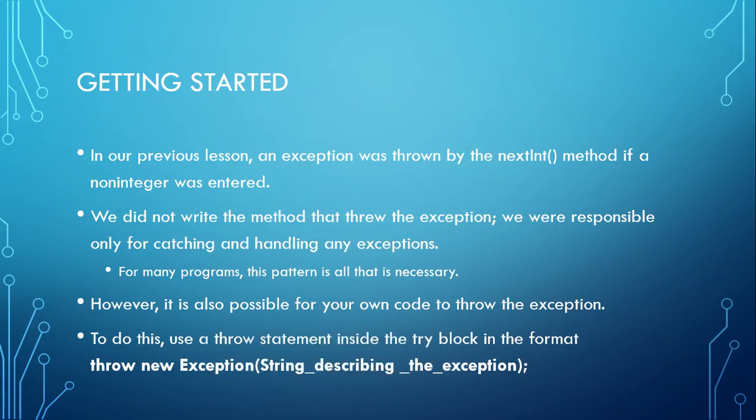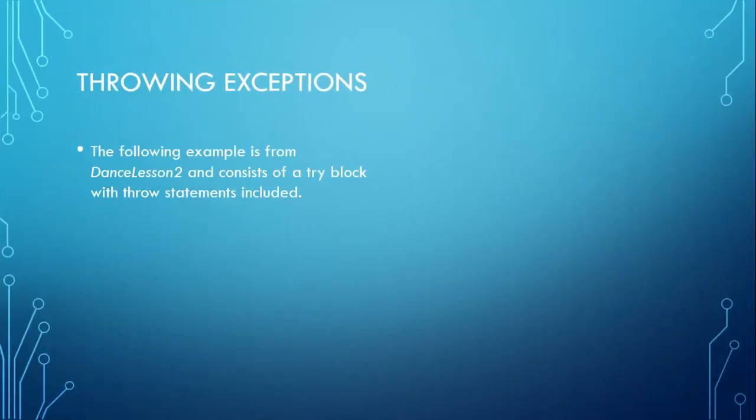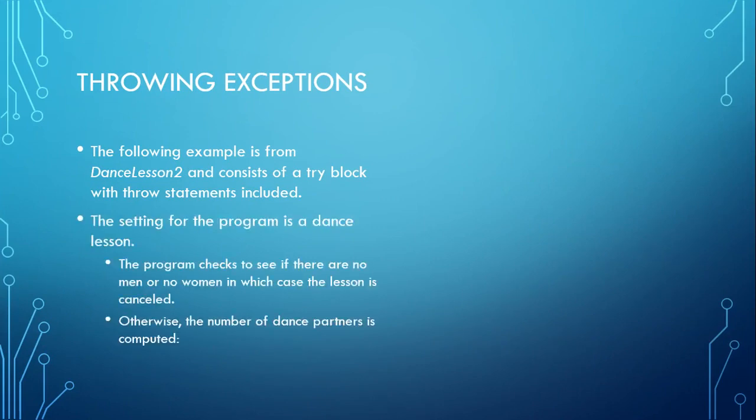So to do this, we're going to use a throw statement inside the try block in the format throw new Exception, and then just some kind of string describing the exception. So the following example is from Dance Lesson 2 and consists of a try block with throw statements included. The setting for the program in this case is a dance lesson.